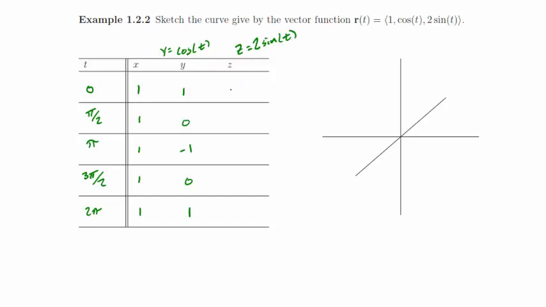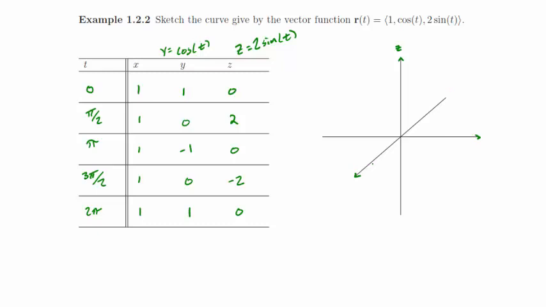So sine of 0 is 0. Sine of pi over 2 is 1 times 2 is 2. Sine of pi is 0. Sine of 3 pi over 2 is negative 1 times 2 is negative 2. Sine of 2 pi is 0 again. So now that I've got these written out, I'm going to go ahead and get my axes set up. Normally we would have the x-axis moving off to the right, the positive y-axis moving out beyond to the back.